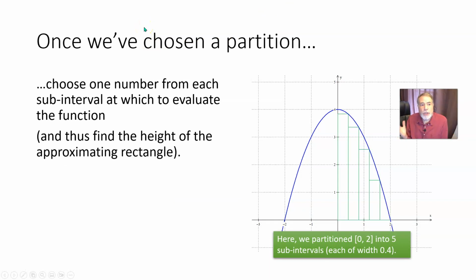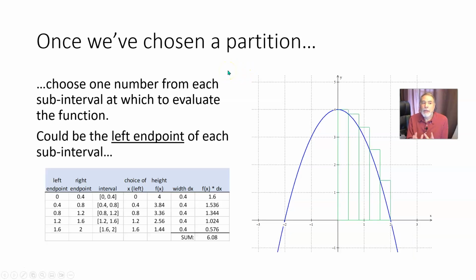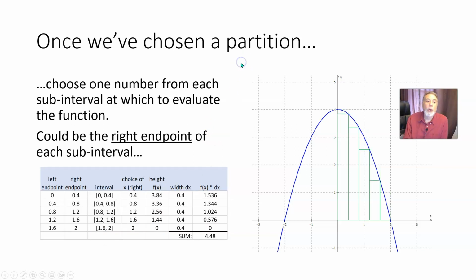Now, once we've chosen a partition, we want to choose one number from each subinterval at which to evaluate the function, and therefore find the height of the approximating rectangle. The number we choose from each subinterval could be the left endpoint of that subinterval, like 0 and 0.4 and 0.8 and 1.2 and 1.6. Or it could be the right endpoint of each subinterval, like 0.4 for the first, 0.8, 1.2, 1.6, and 2.